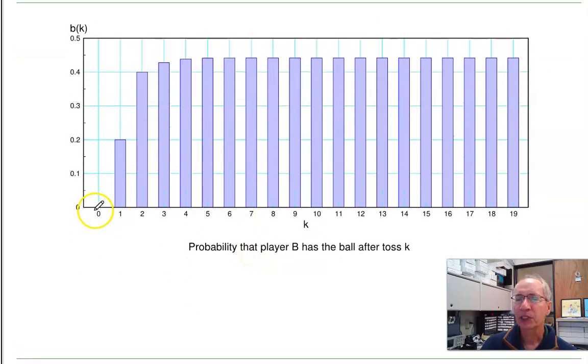Probability B has the ball at 0 tosses is 0. At 1 toss, 0.2, 2 tosses, 3 tosses, and there's your steady state solution.